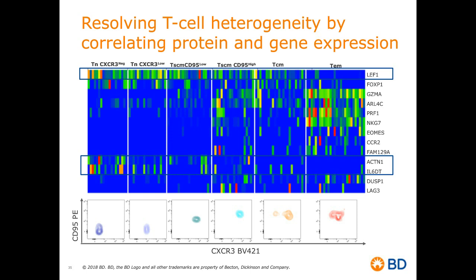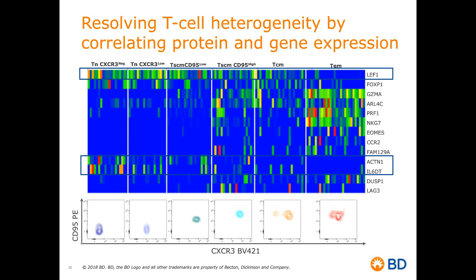And observe, for example, that if we look at naive associated genes, like, for example, Actin1, in the bottom blue box, you can see that this gene is highly expressed on naive cells expressing no CXCR3, and it starts being decreased as the naive cells start expressing CXCR3. Interestingly, it's still expressed on the stem cell memory at CD95 low, but the expression of this gene is already lost when cells are transitioning to CD95 high and eventually central memory and effector memory.